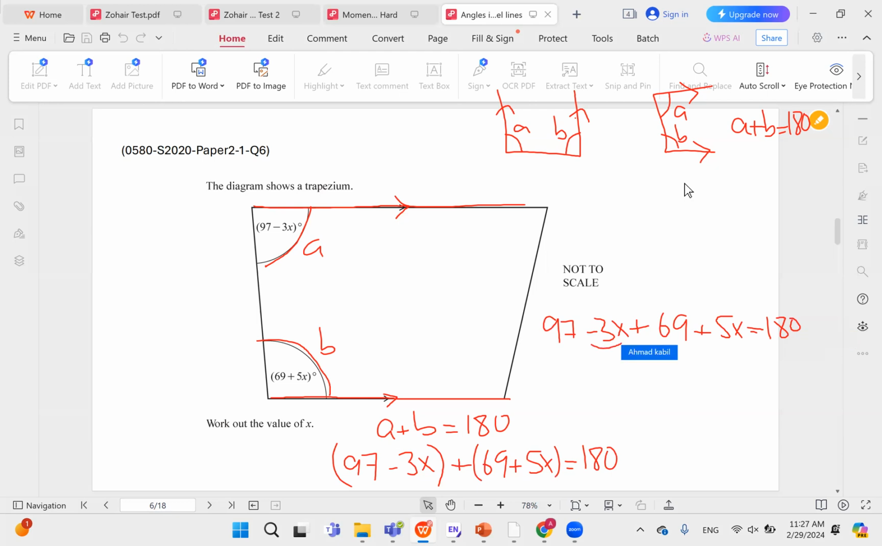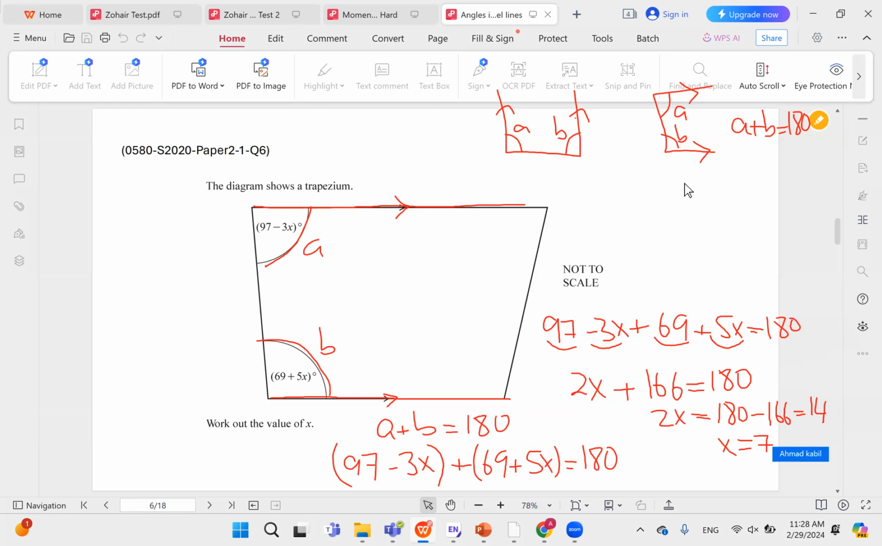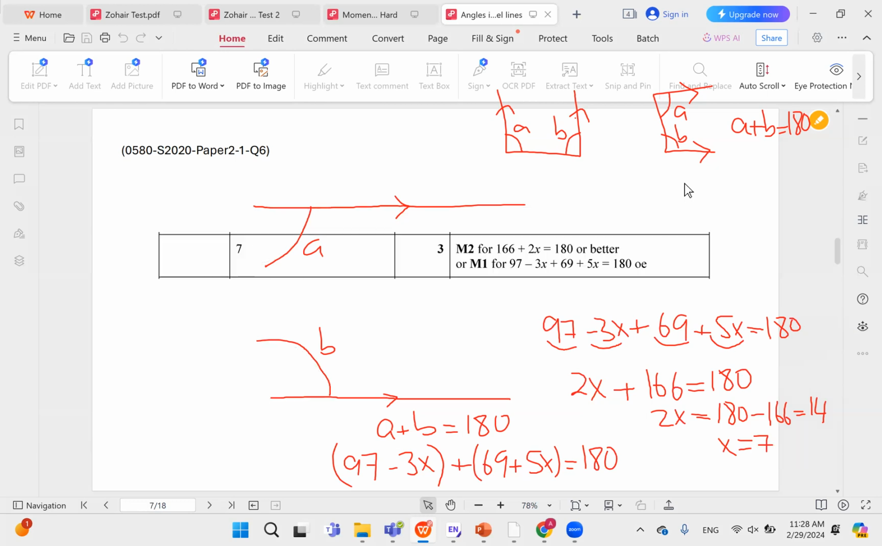So negative 3x plus 5x gives us 2x. And then 97 plus 69, we add those together and we get 166. So 2x plus 166 equals 180. 2x equals 180 minus 166, which gives us 14. So x equals 7. And that would be our final answer. And 7 is the correct answer according to the marking scheme.